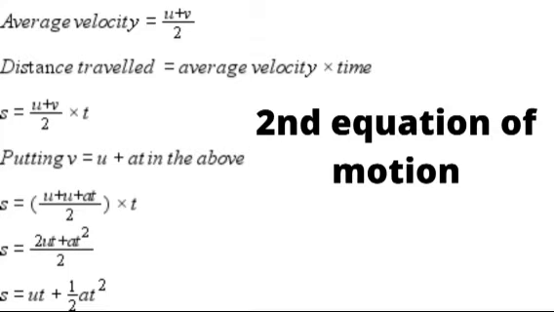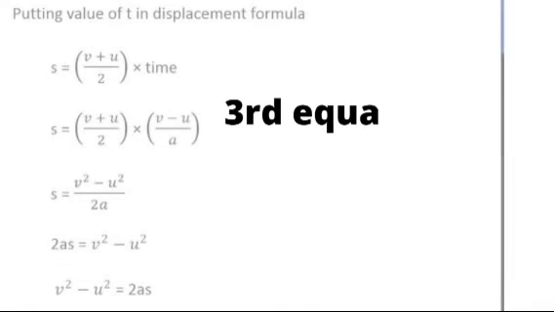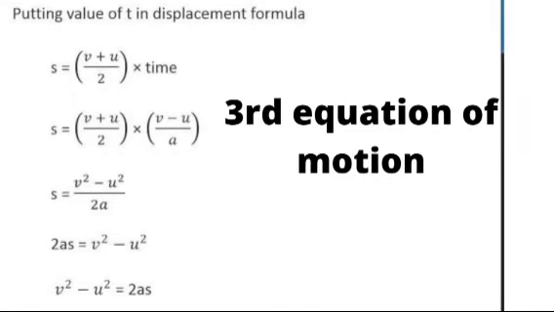Then we have the second equation of motion, which is s equal to ut plus half at squared. S in this case represents the distance covered. As you can see, the formula is gotten from the average velocity multiplied by time, as you can see above. And then of course t is the time or the duration of the motion being considered.